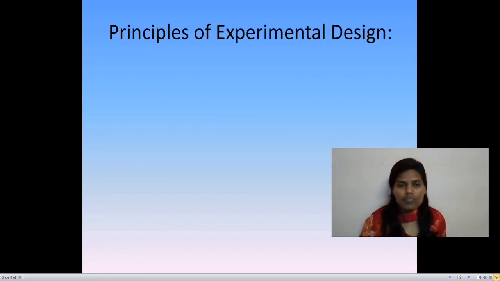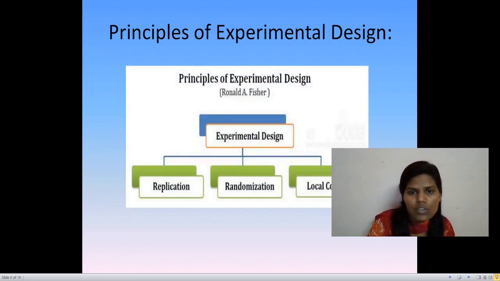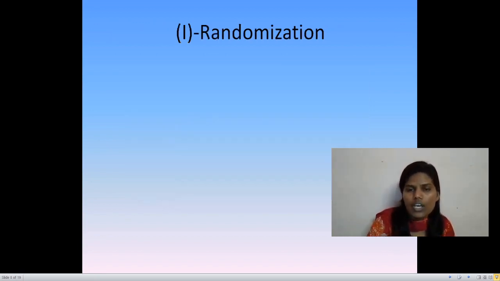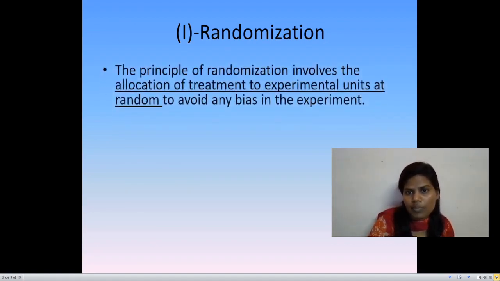Now, some basic principle of design of experiment. There are three basic principles of design of experiment given by Sir Ronald A. Fisher. The first one is replication, second one is randomization, and the last one is local control. Now, I will discuss one by one. The first one is randomization. The principle of randomization involves the allocation of treatment to experimental unit at random.